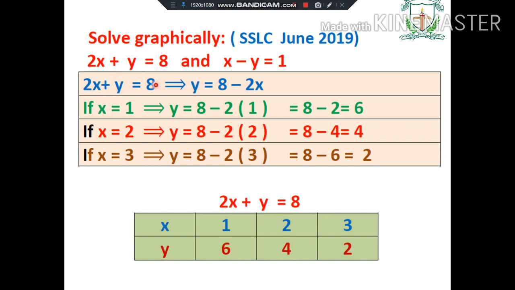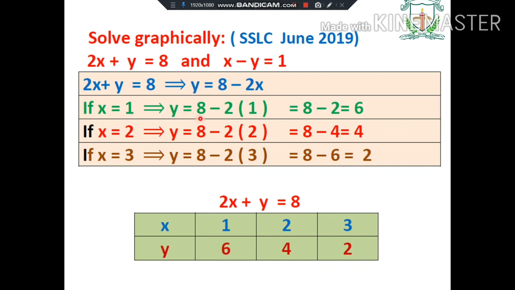The 8 is already on the right hand side. Take 2x to the right hand side. Dear children, when you take 2x to the right hand side, that becomes minus 2x. So we got the equation y is equal to 8 minus 2x. Dear children, you have to give values for x. Now first consider x is equal to 1. If x is equal to 1, find the value of y.